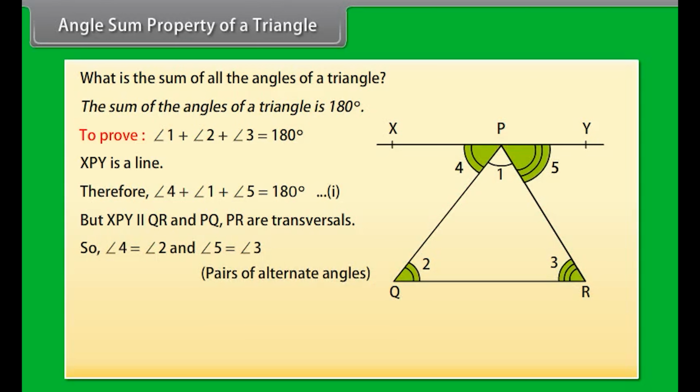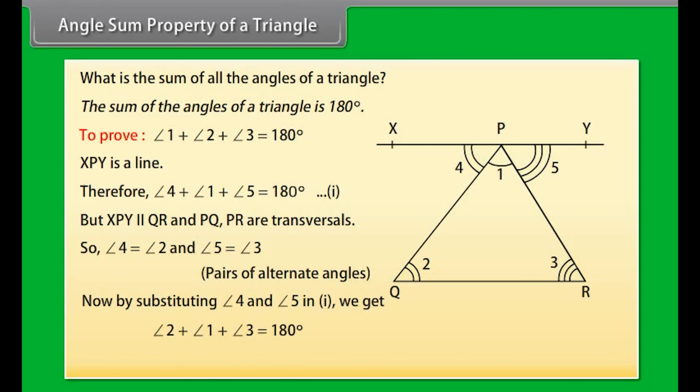Now by substituting angle 4 and angle 5 in 1, we get angle 2 plus angle 1 plus angle 3 is equal to 180 degree. Or we can write it as angle 1 plus angle 2 plus angle 3 is equal to 180 degree.